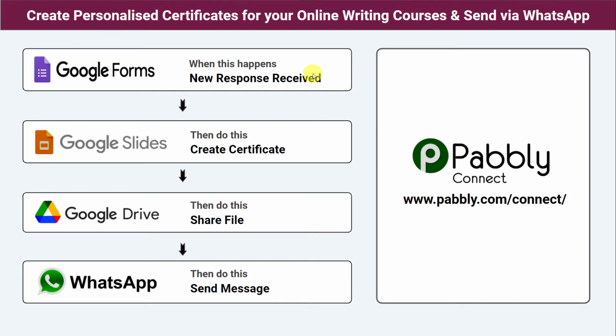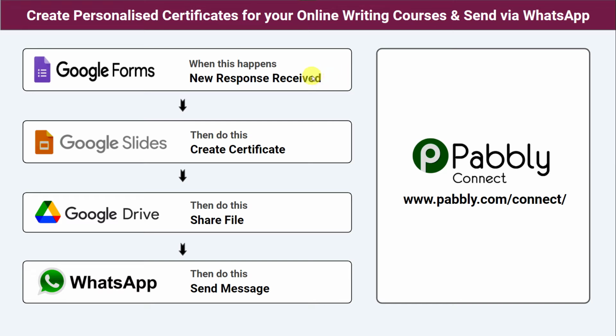Now, you want that whenever you receive a response in the Google form, a certificate is sent to the student on his WhatsApp number automatically. For doing this, you have two options. First, you can do it manually. Take the details of your student from the Google form, then manually create a certificate, then convert that certificate into a shareable format, then compose a message in WhatsApp, and send the certificate along with a message to the WhatsApp number of your student.